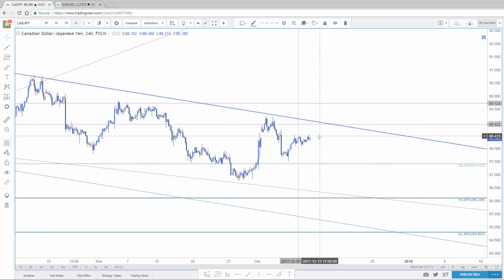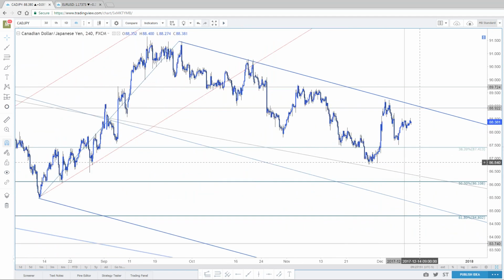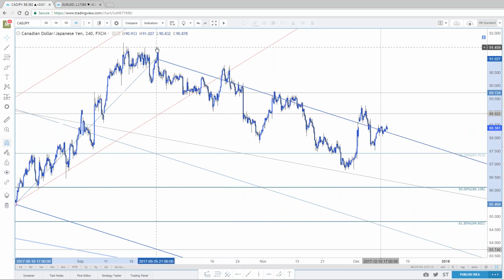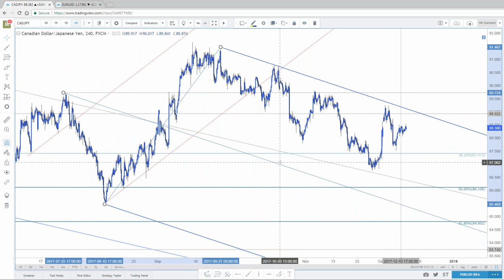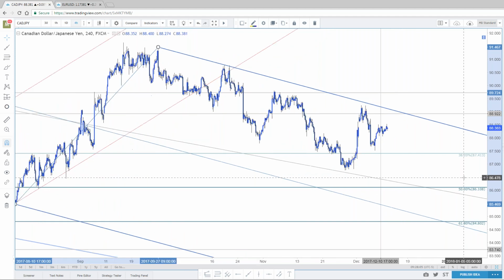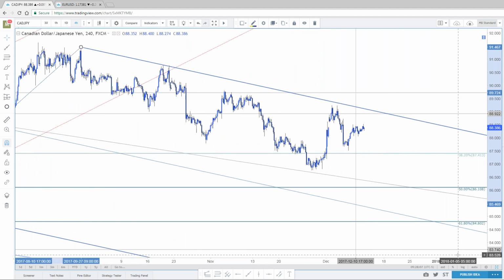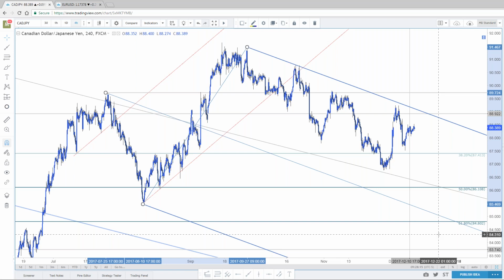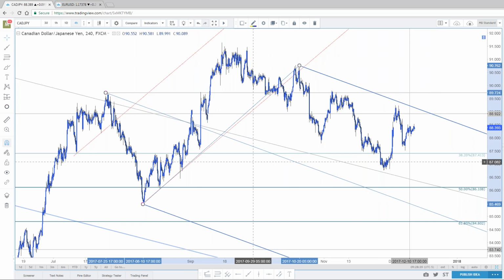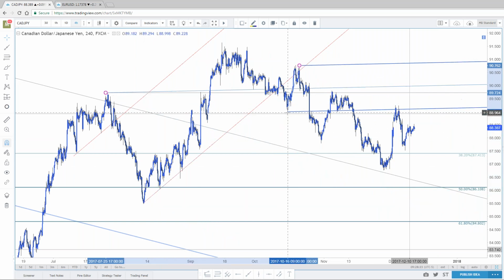So here's the weekly open. Let me just see if there's something a little bit more near term pressing that gives us a little more structure.